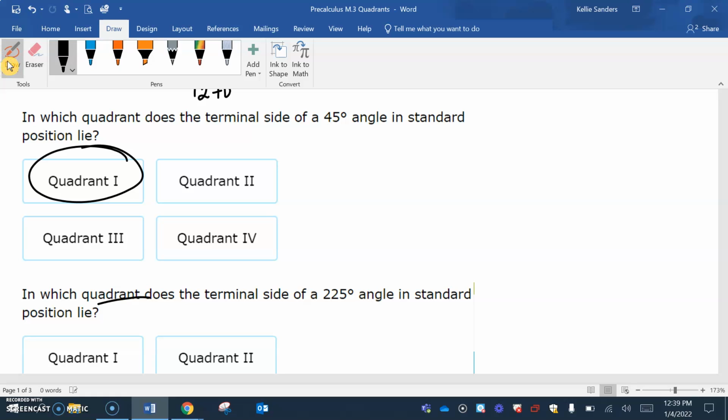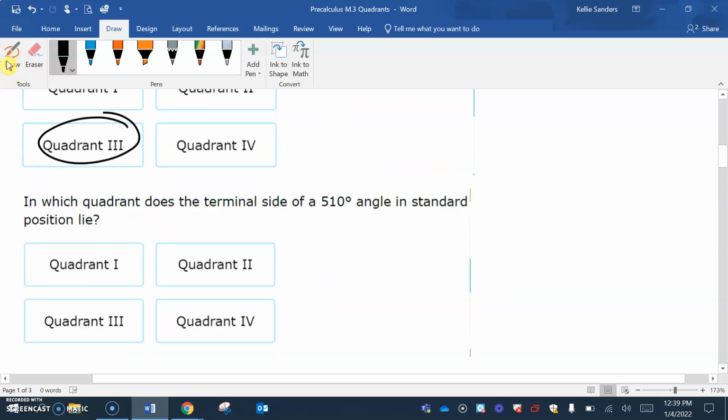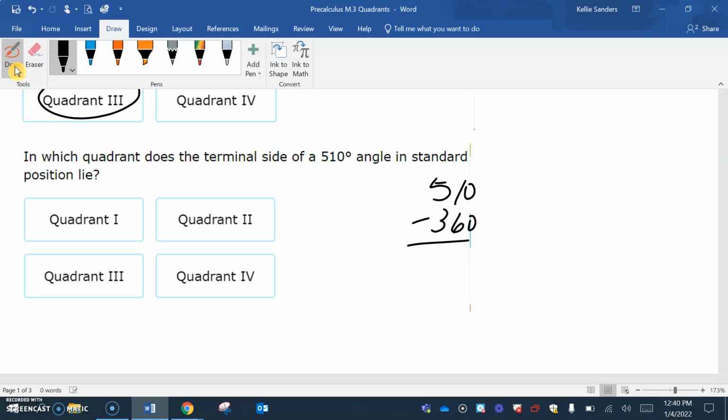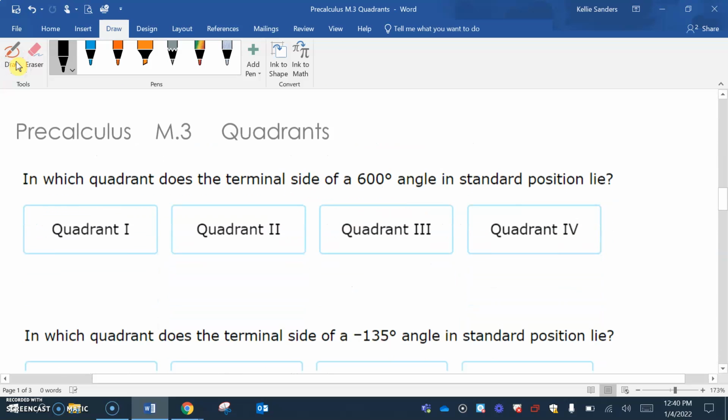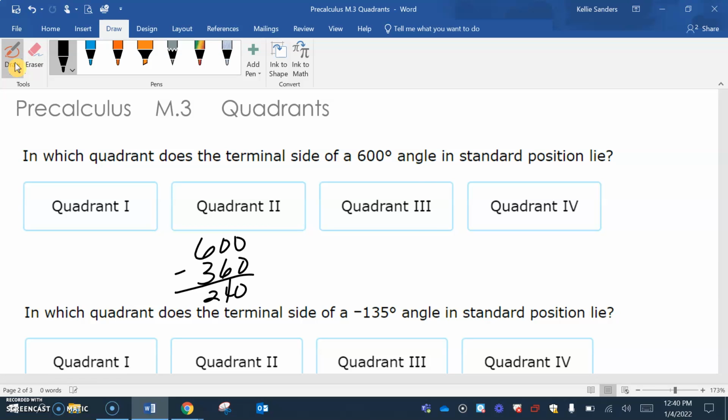In what quadrant is 225? Well, 225 is bigger than 180, but smaller than 270. So that's in quadrant 3. 510 minus 360 is 150, which we've already done that. So quadrant 2. 600 minus 360 is 240, and 240 is in quadrant 3.